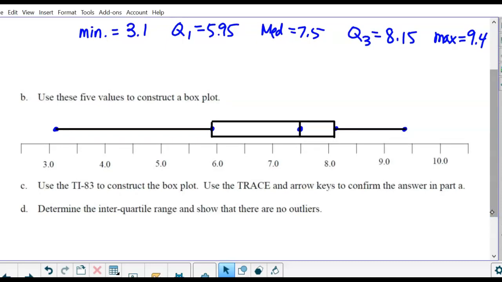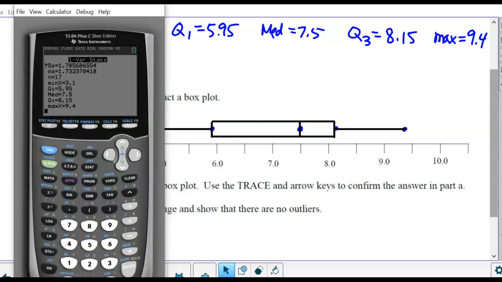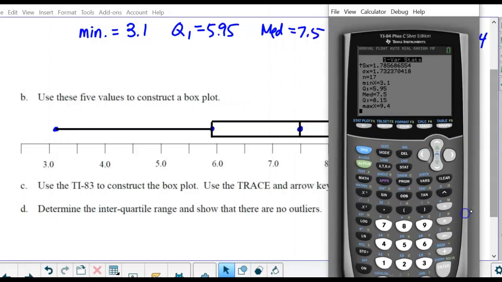So you can see very highly concentrated in the top half, top 50%, compared to the bottom 50%. And it says use the TI-83 to construct the box plot. Okay, so remember, you already have that data in there. You may even have it all set up.